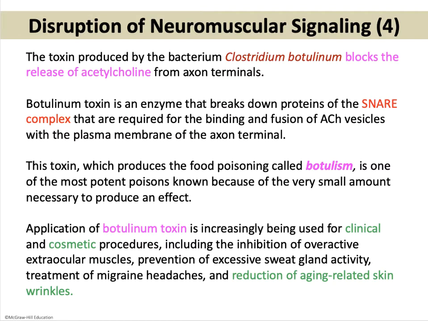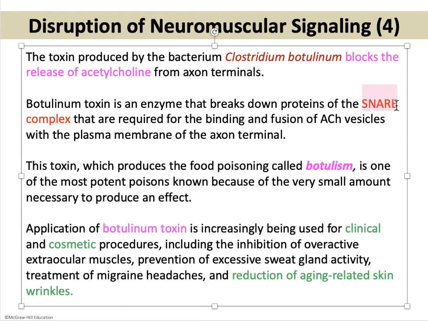The final example illustrates the functionality of Botox. Botox is a toxin produced by the bacterium Clostridium botulinum, which works under natural conditions by preventing the vesicles from fusing with the membrane of the nerve cell. And that relies on the activity of snare proteins within that cytoplasm.